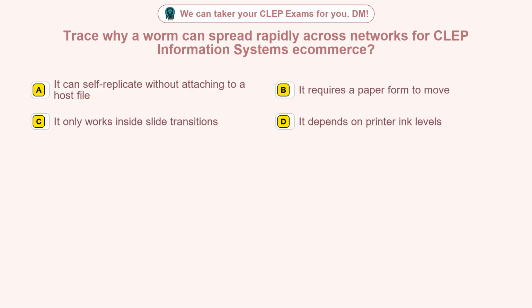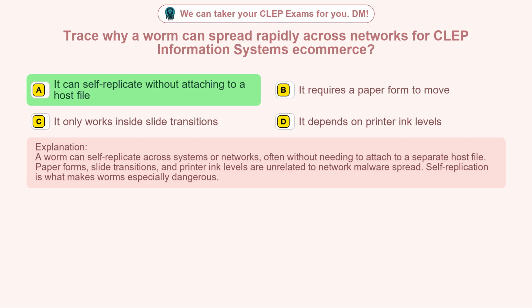Question 40. Trace why a worm can spread rapidly across networks for CLEP Information Systems Ecommerce. Option A. It can self-replicate without attaching to a host file. Option B. It requires a paper form to move. Option C. It only works inside slide transitions. Option D. It depends on printer ink levels. The correct answer is option A. It can self-replicate without attaching to a host file.